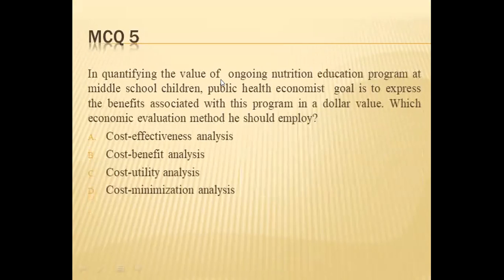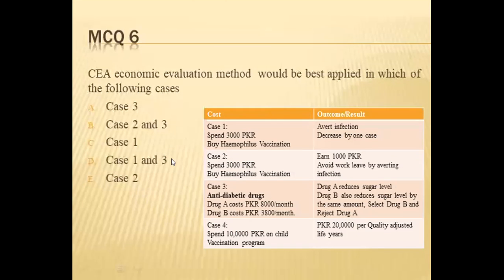MCQ 5. In quantifying the value of an ongoing nutritional education program in middle school children, the public health economist's goal is to express benefits associated with this in dollar value. Which economic valuation method should he employ? Benefit, effective, utility analysis, minimization analysis. It should be benefit analysis because the program estimates the value in dollars, which is monetary, and in cost benefit analysis the value is monetary.